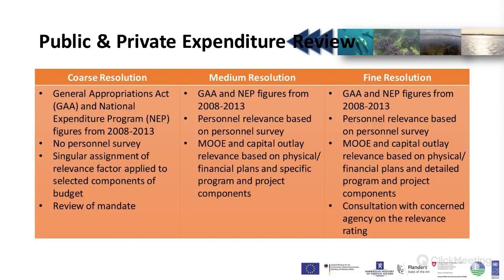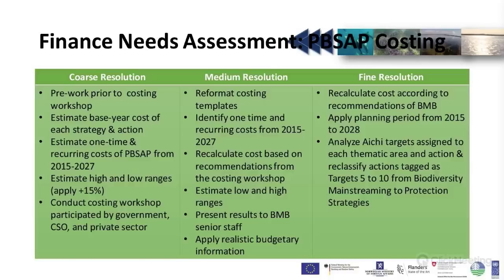The public and private expenditure review provided excellent inputs to our biodiversity finance plan, as it identified government agencies and state universities and colleges that have convergence programs with the Department of Environment and Natural Resources. These are opportunities for mainstreaming biodiversity into their programs. At the same time, it pointed out other programs of the Department of Environment and Natural Resources that can contribute to biodiversity conservation.